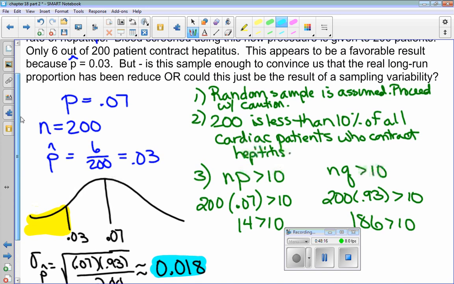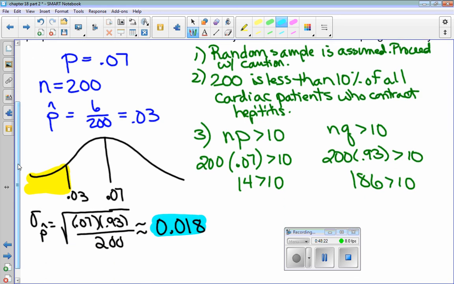Is this sample enough to convince us that the real long-run proportion has been reduced? So is this small enough to say, yeah, I think that this test is good to go? Yeah, well, probably, okay? Again, we'll revisit this and figure out, is that number small enough? This is actually what's called a p-value, okay? And the p-value has to be real, real small. The smaller the p-value, the more likely that it's a good thing, okay? That the test would be successful.